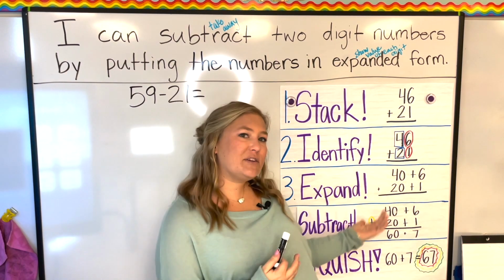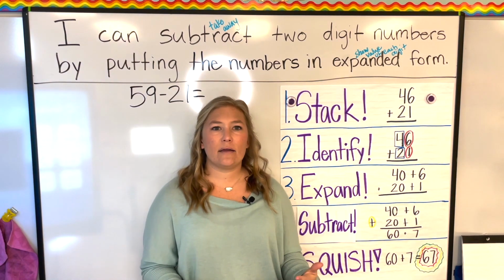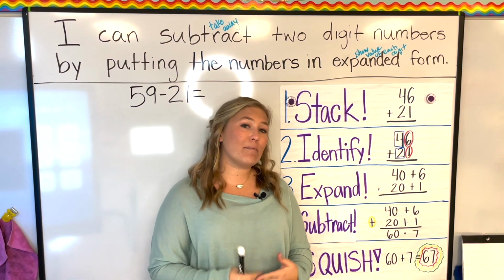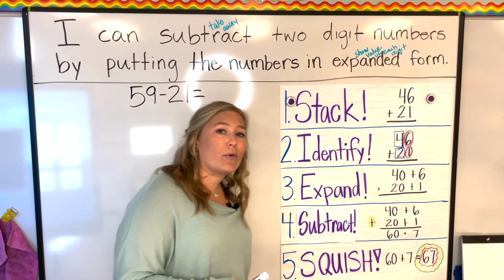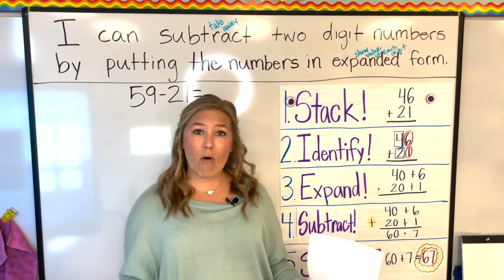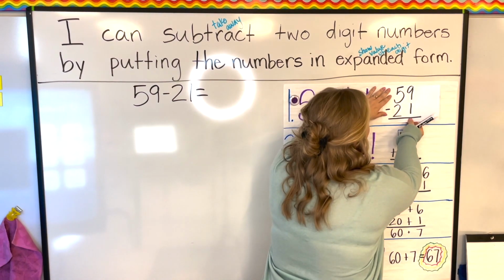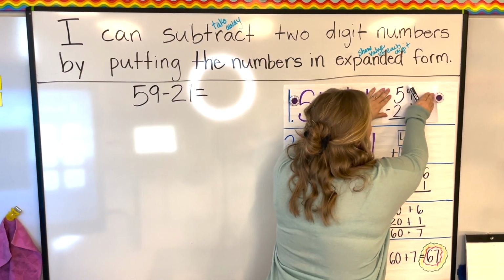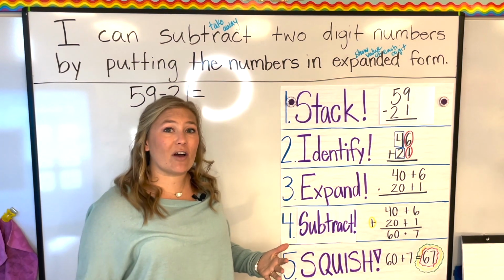If I go back to my chart to look at step 1, I see that it's telling me to stack. So I know I need to stack my two numbers on top of each other. Now with subtraction, this step can be really, really super important because if we mess it up, it can mess up our whole problem. So we're going to stack up 59 minus 21. And we notice that that bigger number is on top.